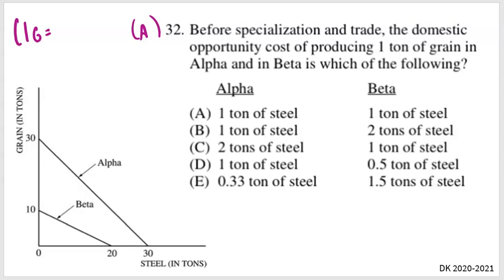Well, it's 30 grain, 30 steel, so it's just 30 over 30. So for every 1 grain is 1 steel for Alpha. What about for country Beta? For every 1 grain, for country Beta, they have 10 grain and 20 steel. And if we're looking at grain, what's the other number? Well, it's 20 steel. So 20 over 10 is 2.